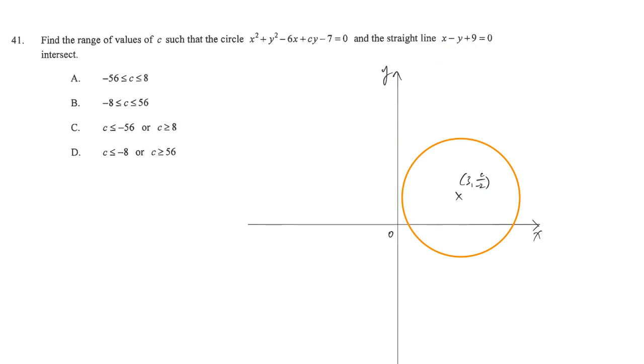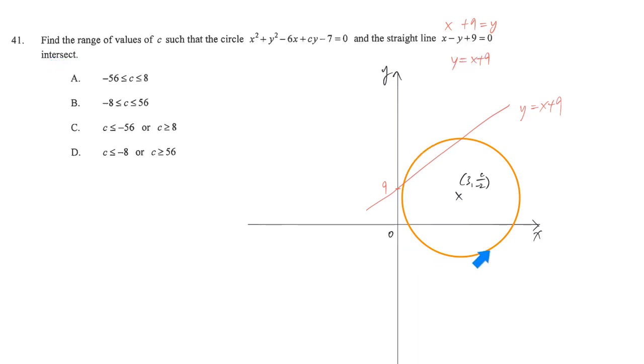Afterward we have a straight line, and to draw it we better change it to slope-intercept form. So y is equal to x plus 9. When x equals 0, y equals 9. And then the slope is 1, so maybe it's like this. Now the P point is where they intersect each other.